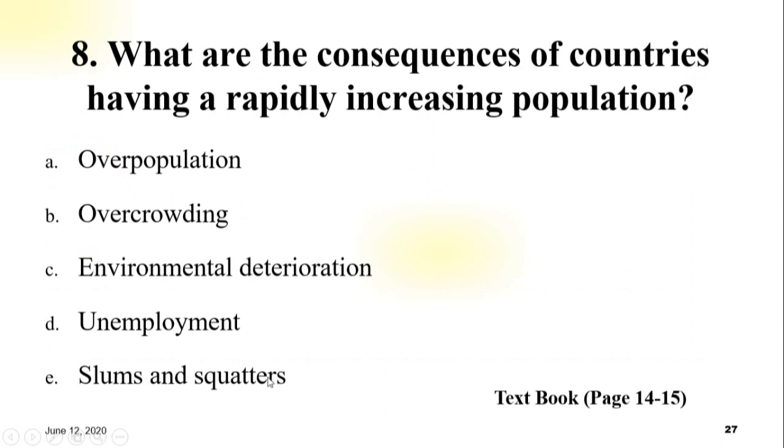And now we move to point number 8. What are the consequences of countries having a rapidly increasing population? Rapidly increasing population means the population increases very fast. In here there are 5 points, and I will tell you one by one. Number 1, overpopulation.